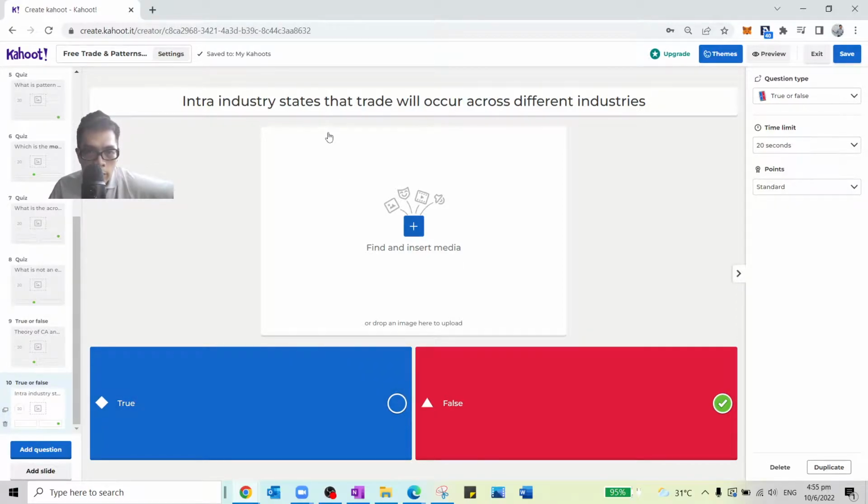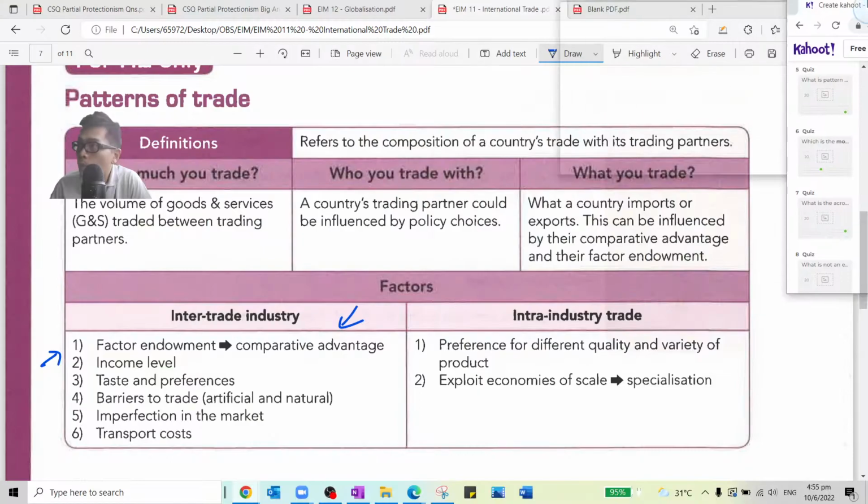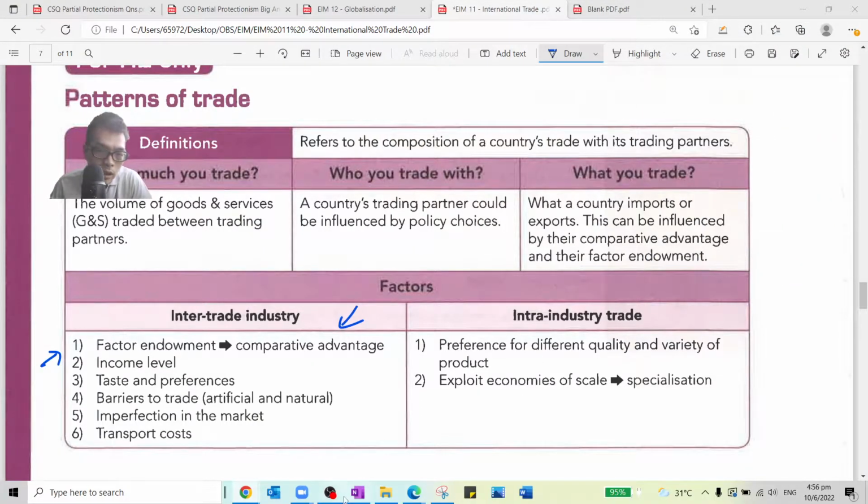Intra-industry trade states that trade will occur across different industries. False, different means that it is inter-industry. Different, not differentiated. So I don't know whether you guys got it or saw wrongly. Overall, it's not a difficult quiz, just that sometimes students can be a little bit careless.